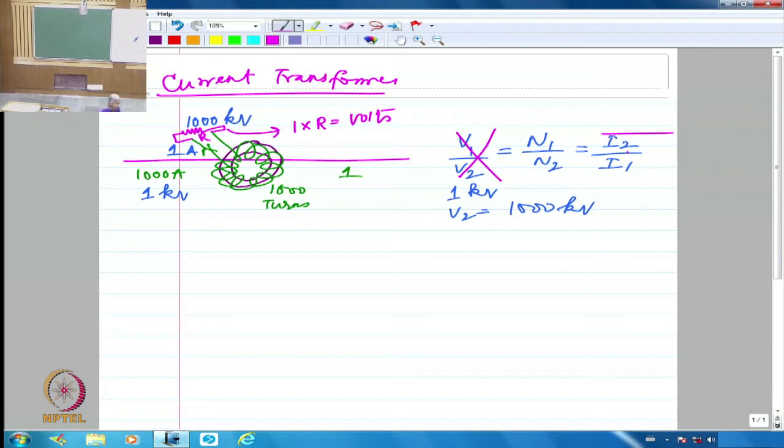Got it? But in general these CTs and PTs are very, very commonly used in power system measurement and instrumentation, where thousands of amperes of current are normally passed and thousands of kilovolts of voltage are encountered, especially when you are transmitting a very large capacity of power. We may go as high as 765 kV, 400 kV and so on. In those cases measurements really become difficult unless you have a potential transformer and current transformer. Got it? So much so that I am not even venturing into three-phase now.